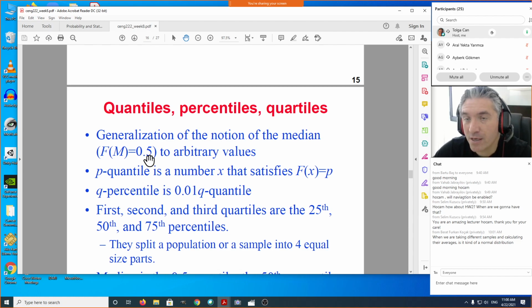The first quartile is the 25th percentile. It means: what is the value at which the CDF is 0.25? When the CDF is 0.25, the value you attain is your first quartile. The second quartile is the same as the median. So there are 3 quartiles.